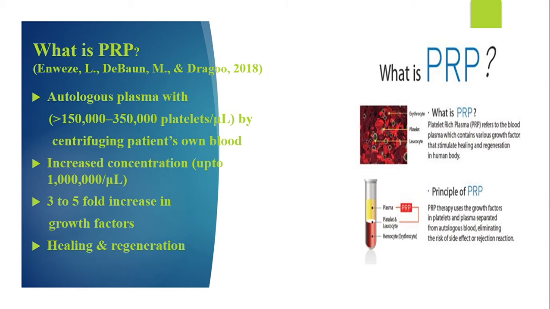So what is PRP? PRP is the preparation of autologous human plasma with an increased platelet concentration that is greater than the normal 150,000 to 350,000 platelets per microliter obtained by centrifuging patients' own blood. This increased platelet concentration, up to 1,000 per microliter, represents a 3 to 5-fold increase in growth factors present in platelet granules that stimulate healing and regeneration.